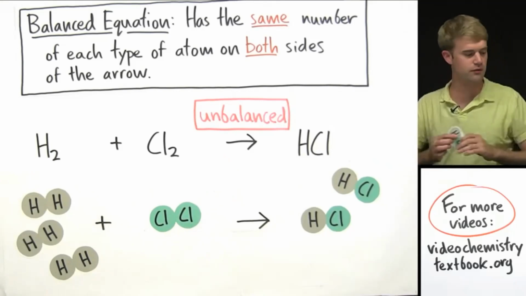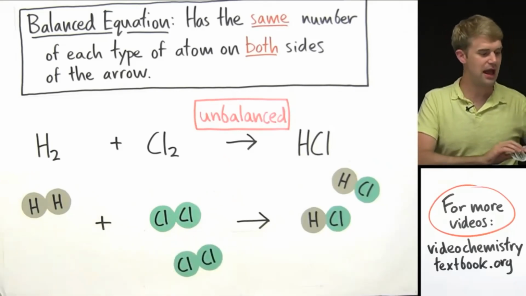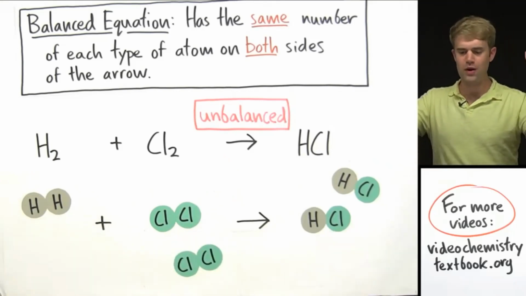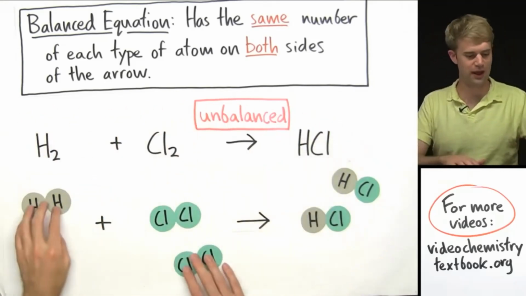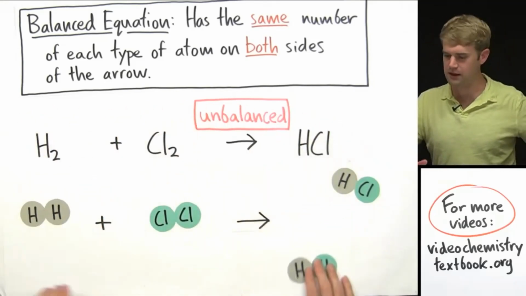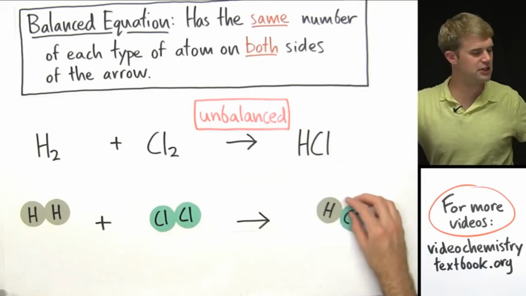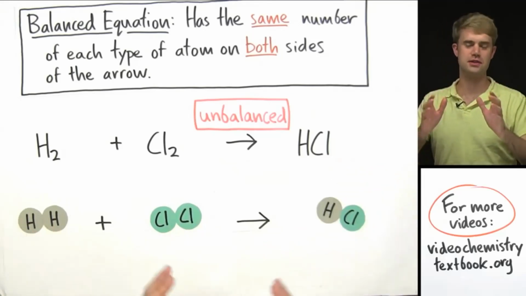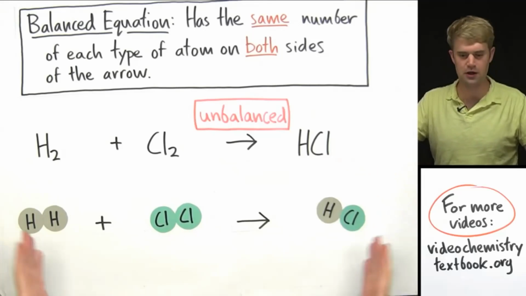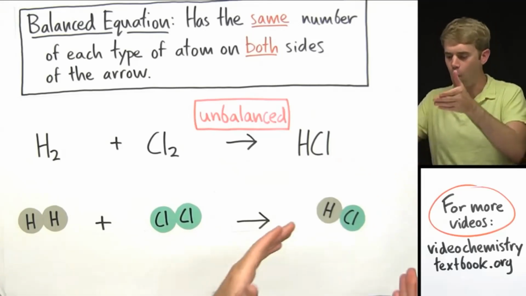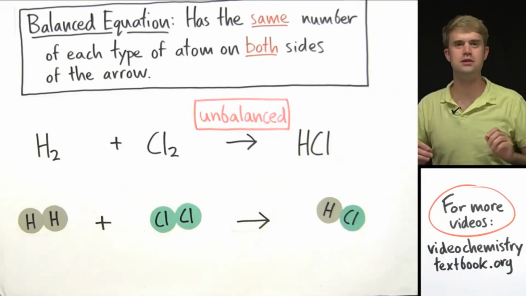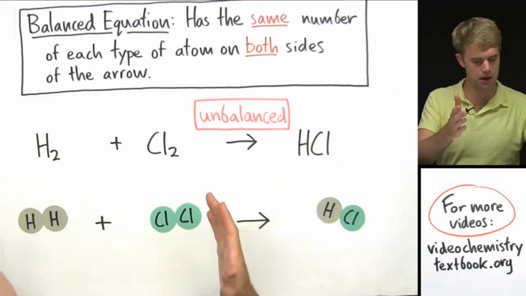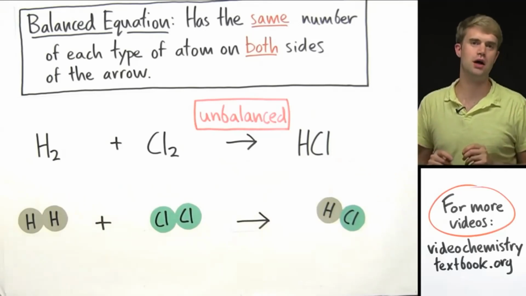Or we might need 2 of these and 2 of these and 1 of these. So we play around with the number of each one of these that we have, finding a combination that gives us the same number of each type of atom on both sides. Okay, so take a look at this equation. Can you figure out what we need to do to 1 or more of these in order to have the same number of each type of atom on both sides?